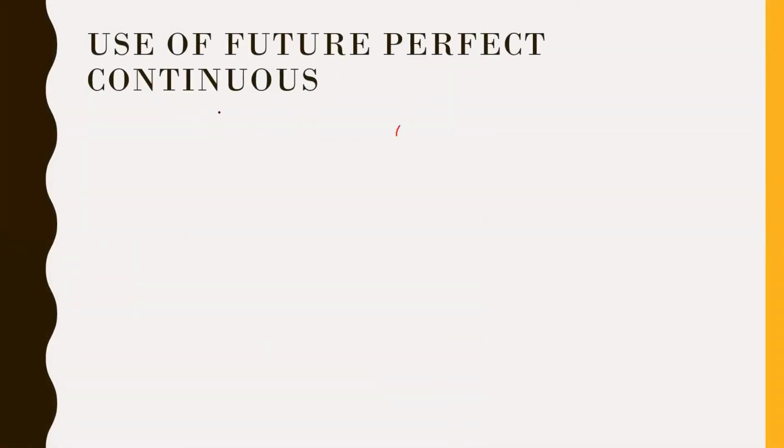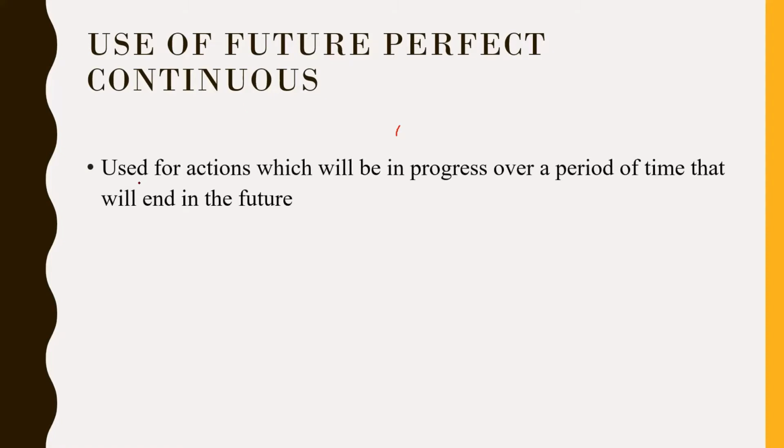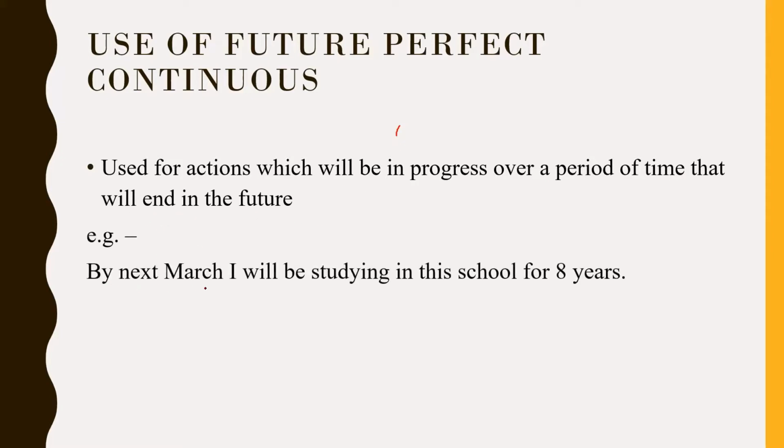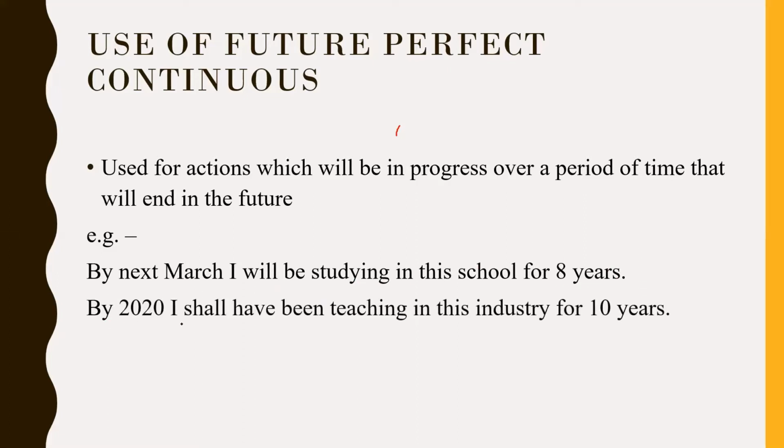Use of future perfect continuous. First, used for actions which will be in progress over a period of time that will end in the future. Example: by next March, I will have been studying in this school for 8 years. By 2020, I shall have been teaching in this industry for 10 years.